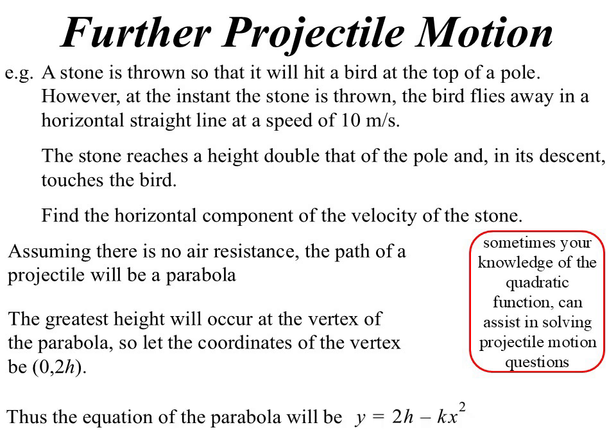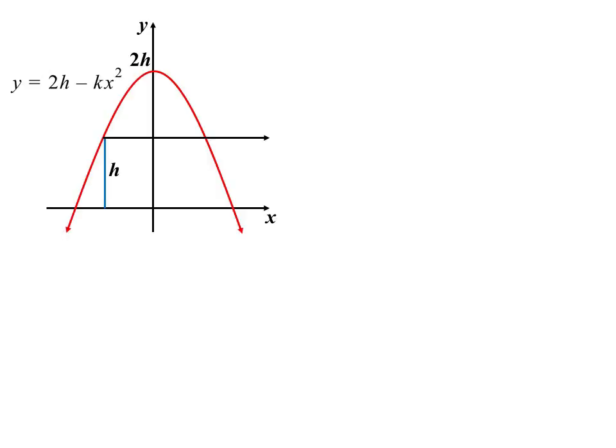So therefore I know the equation of the parabola will be in that form. It'll be y = 2h minus some constant times x squared. I know that. There's my picture. There's the curve. And I've added in the pole there. It's of height h, and the bird starts flying to the right. Let's find the x coordinate of the pole.